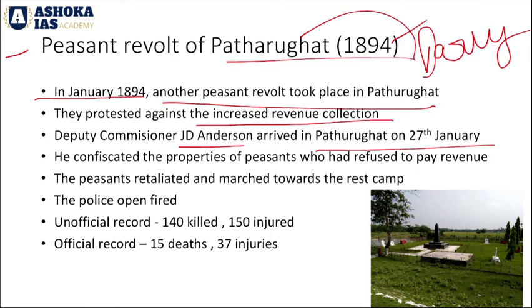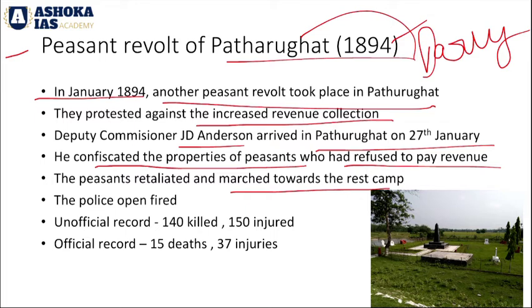He confiscated the properties of peasants who had refused to pay revenue. See, the peasants were protesting against the increased revenue collection, right? They were demanding that revenue should be decreased, otherwise we won't be able to pay. Now the deputy commissioner went there and rather than decreasing their revenue, he told them that those who are unable to pay, your properties will be confiscated. So this agitated the people, and they marched towards the British rest camp.